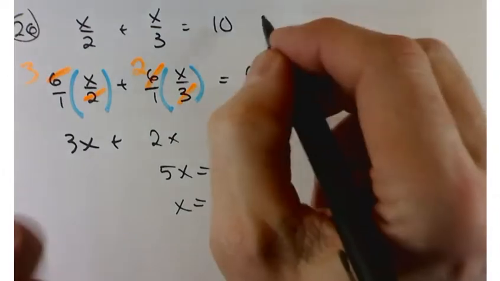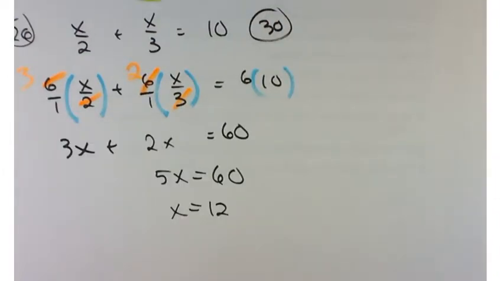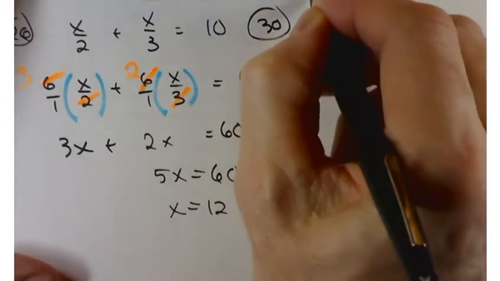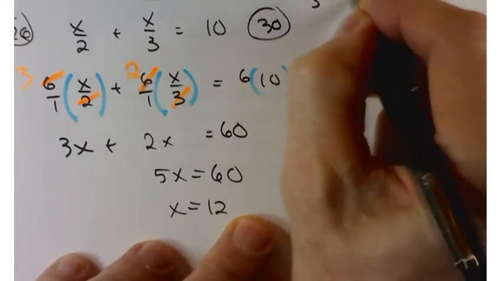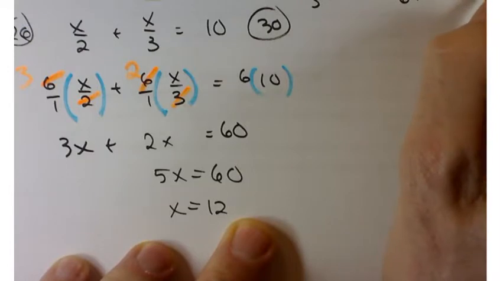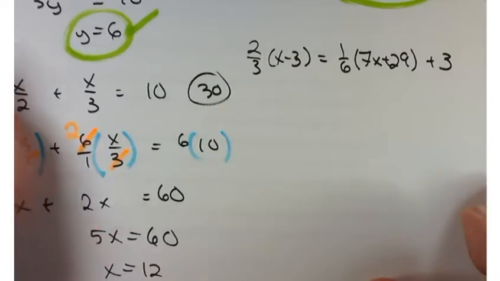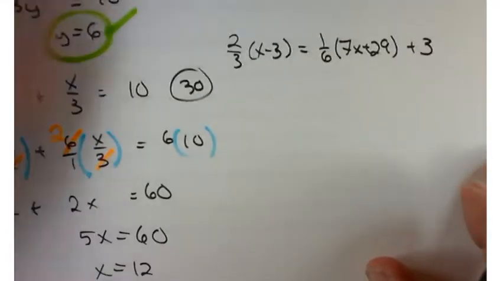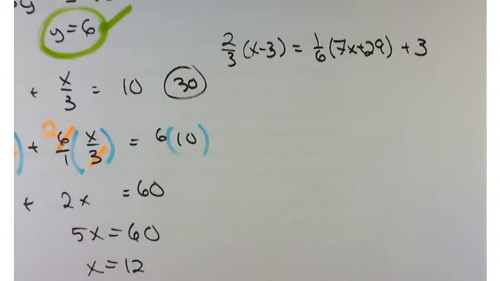We're going to try another one, similar to that, a little bit more involved. That's going to be problem number 30. 2/3 times x minus 3 equals 1/6 times 7x plus 29 plus 3. What's the lowest common denominator in this case? 6. So just like the last problem, we're going to multiply through by the common denominator and clean some things up. We should get a lot of things to clean up here.